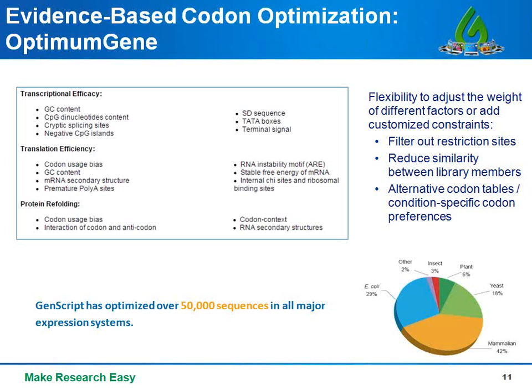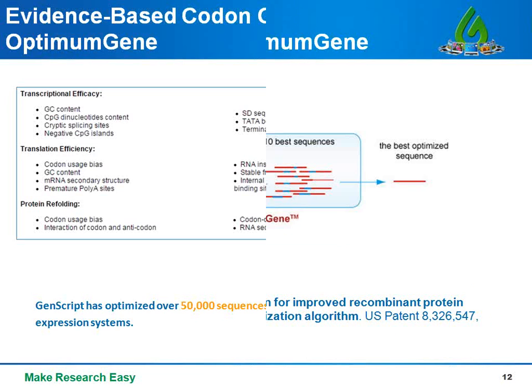So that's how we've accumulated all this experience. And I think that our growth has been thanks in part to our continuous reinvestment in key technologies like codon optimization. So, how do we actually perform the optimization?